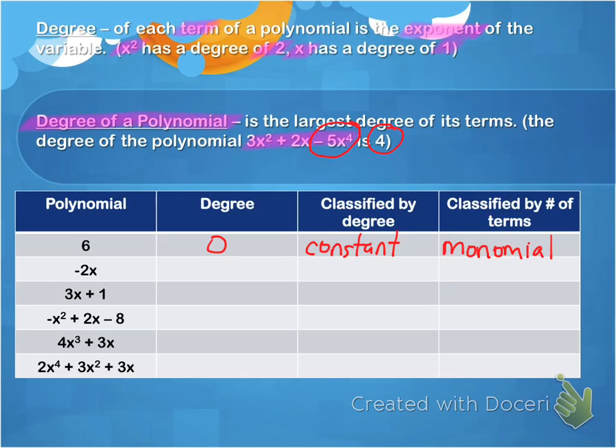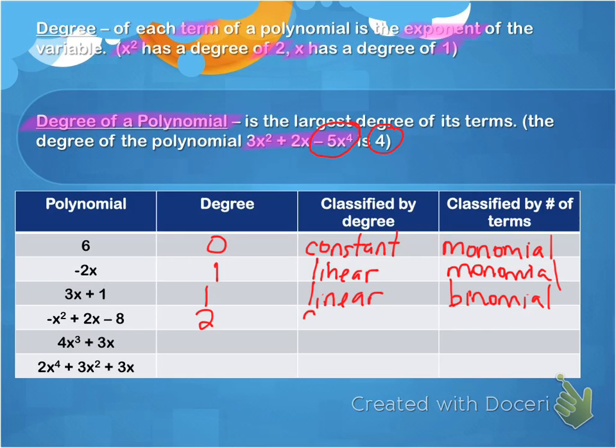The second equation, negative 2x, is a degree of 1 since it's x to the first, which means it's going to be linear. Again, I only have one term there since it's just negative 2x, so it's still going to be a monomial. Sorry, that looks kind of messy. 3x plus 1, the biggest exponent is 1, so it's still going to be linear. But now I have two terms, and so it's going to be a binomial. This one, the biggest exponent is 2, so my degree is 2, which means it's going to be quadratic, just like we talked about.